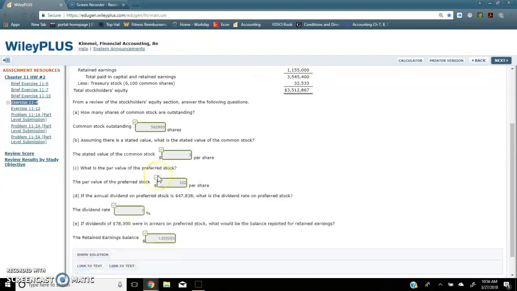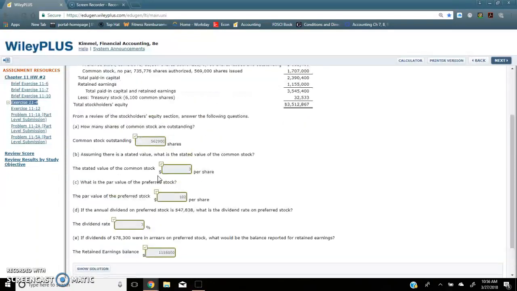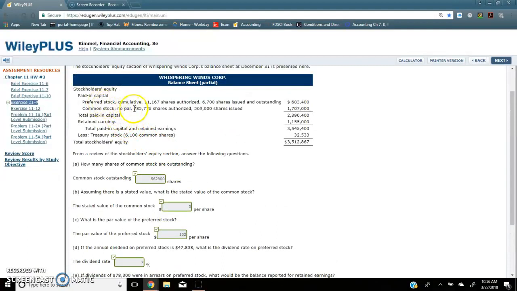Now for part C, what is the par value of the preferred stock? If we look up here again, there's preferred stock, and there's 11,167 shares that were authorized, but there were 6,700 shares that were issued, so we're going to focus on that number right there of 6,700. To find this, it's about the same way as what we did with part B, but we'll take $683,400, which is the total cost of those 6,700 shares, and then we'll divide that by 6,700, and doing that, we'll get about $102 per share.